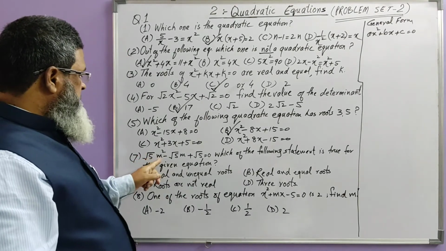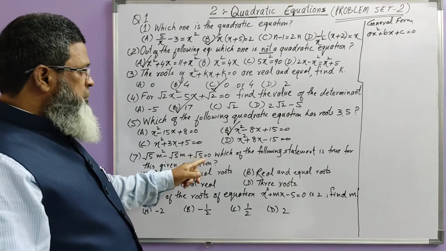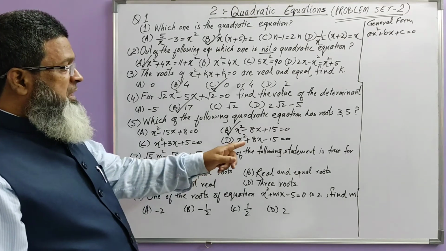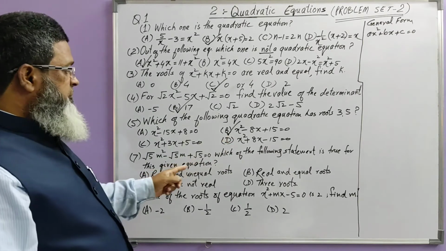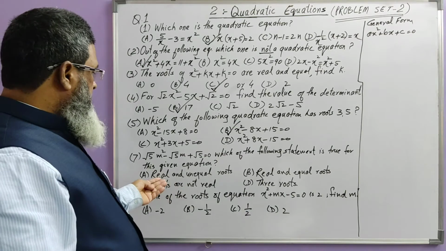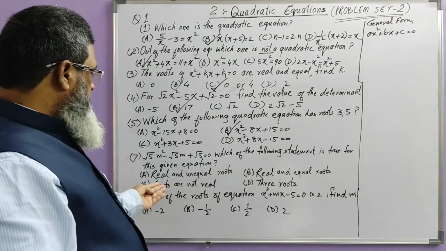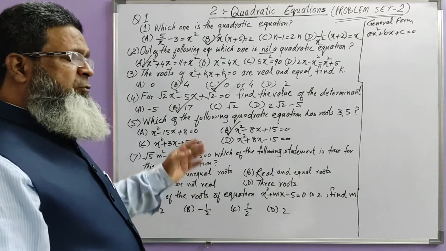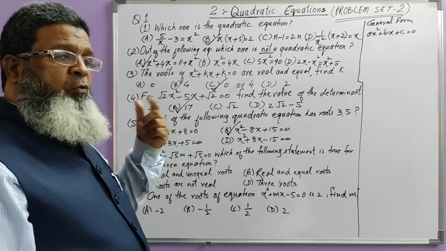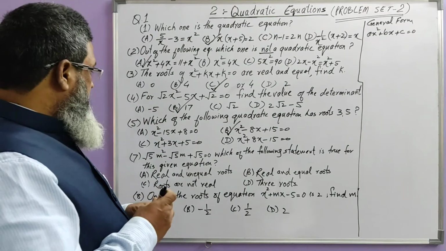Root 5 m square minus root 5 m plus root 5 is equal to 0. Which of the following statement is true for the given equation? Here equations are given, answers are given: real and unequal roots, real and equal roots, roots are not real. You have to remember about the value of delta. So let's find the value of delta.